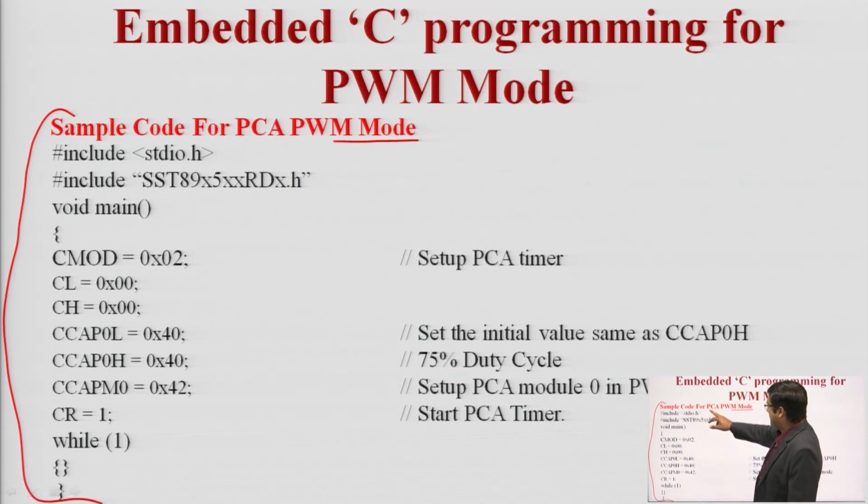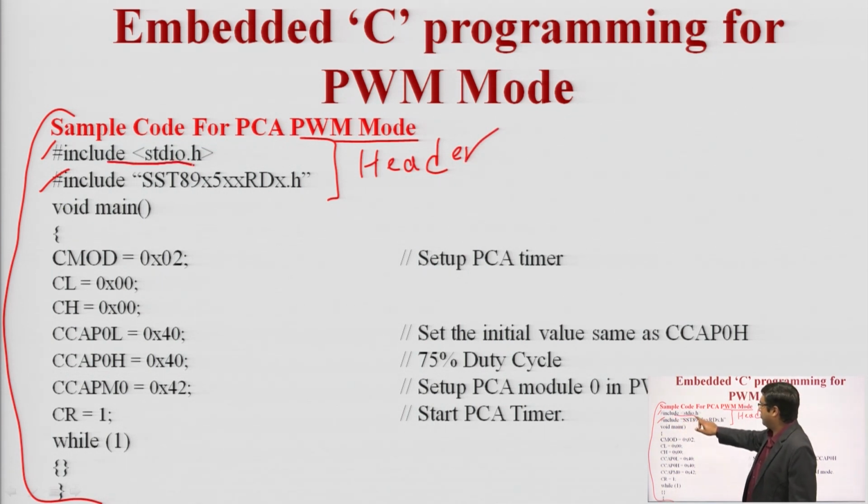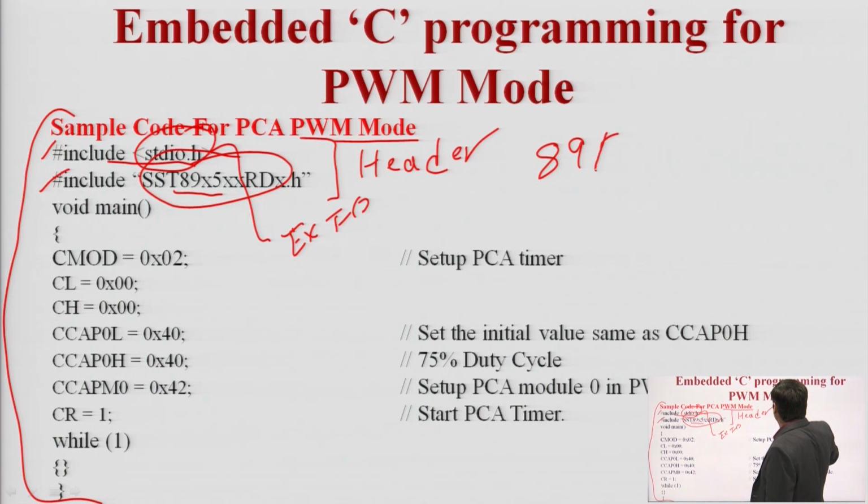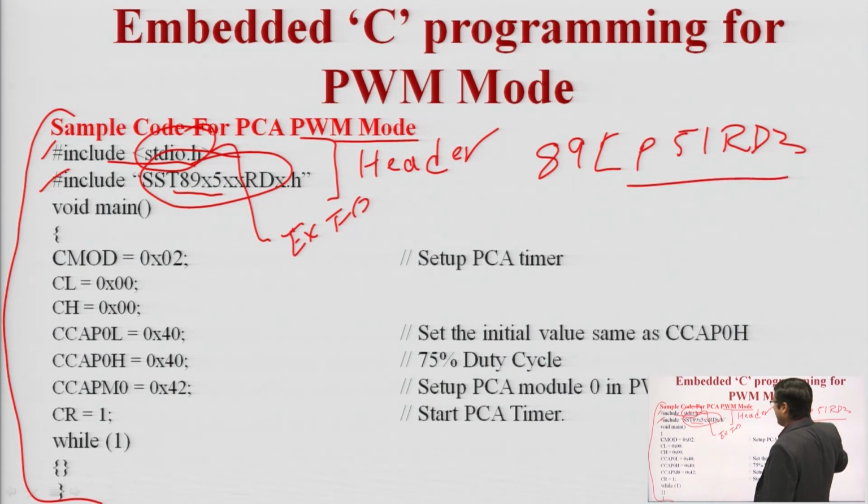In this code, the first two rows represent the header files. Include stdio.h means we are talking about external input output operations. SST89X55 is basically the advanced architecture. We are talking about the 89LP51RD2 microcontroller operation, that is the advanced architecture of the 8051. And void main is where we start the C coding.